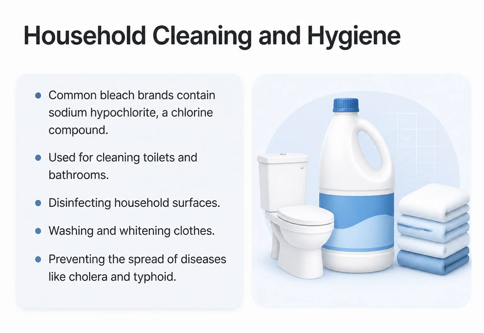On a smaller scale, chlorine is a staple in household cleaning. Many common bleaching agents sold in stores contain sodium hypochlorite, which is an active chlorine compound. When you use bleach to clean bathrooms, wipe down kitchen surfaces, or wash white clothes, you are utilizing chlorine's powerful oxidative properties to destroy bacteria and viruses. This routine hygiene is critical for preventing the spread of severe household and community diseases, such as cholera and typhoid.